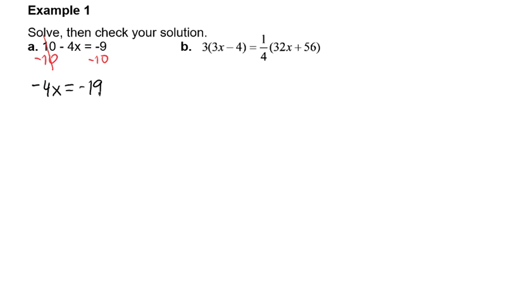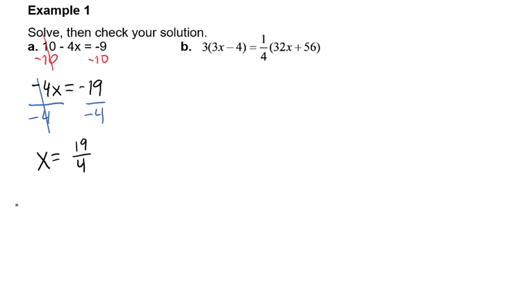So we need to ask ourselves, what is the negative 4 doing to the x? Well, it's multiplying it. And the inverse operation of multiplication is division. So we're going to divide both sides by negative 4. And that's going to leave us with x equals 19 over 4. And we want to see, can we reduce this? Nope, 19 over 4 does not reduce, and so that's going to be our answer.